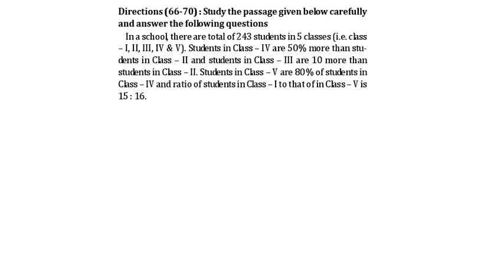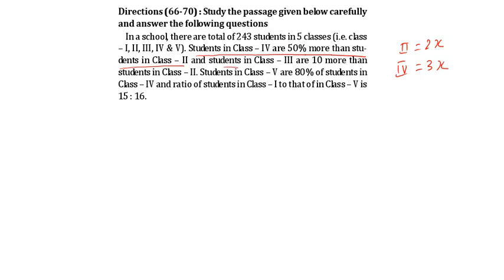In a school there are 243 students. Students in class 4 are 50% more than in class 2. That means class 2 will be 2x. Always 50% more means 150%, that is 3 by 2. So second class 2x, then fourth class will be 3x.